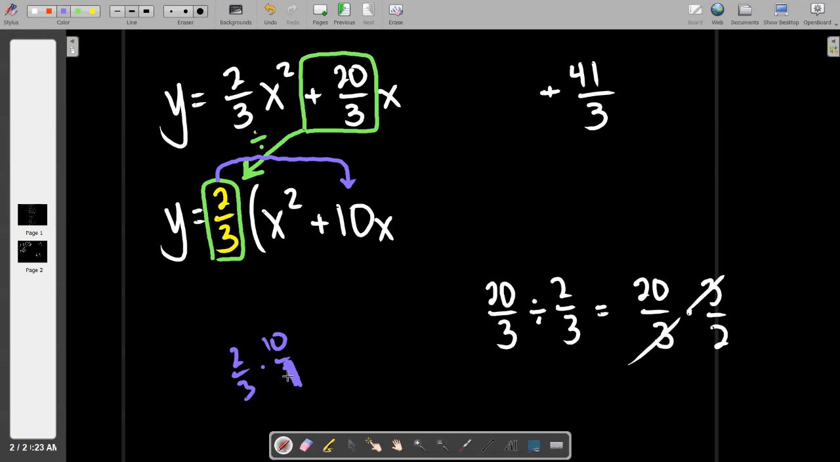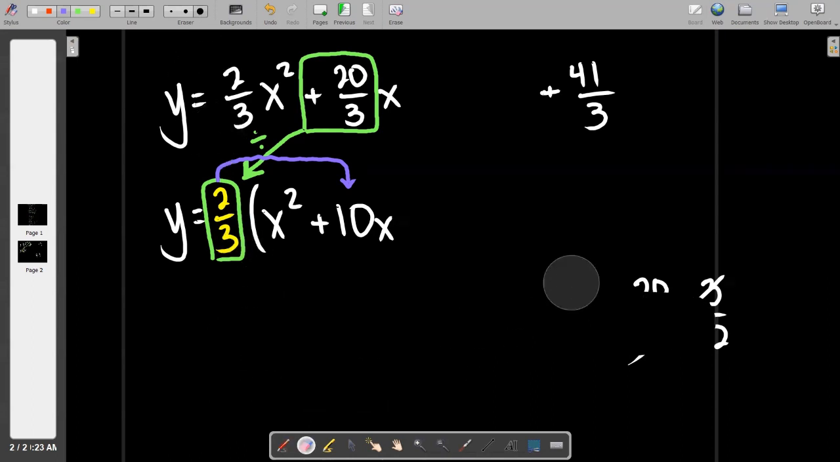Multiply it out. 20 over 3. Boom. Just like that. You like that? You can always prove that something was done correctly if you just work it backwards and get what you started with. So nice work on that one there, Coop. That was quick. I like that.